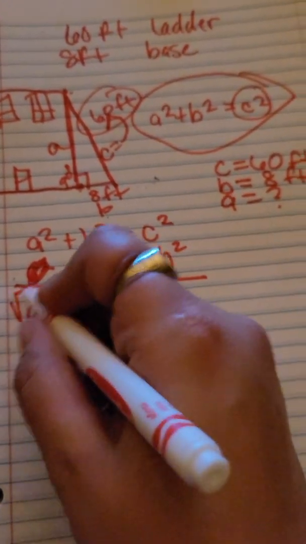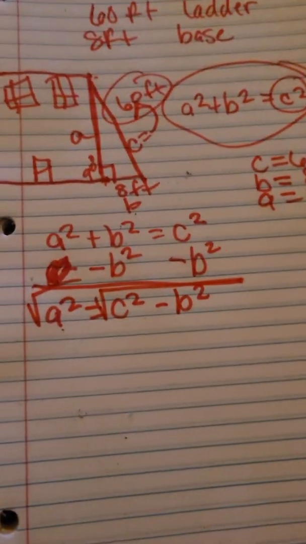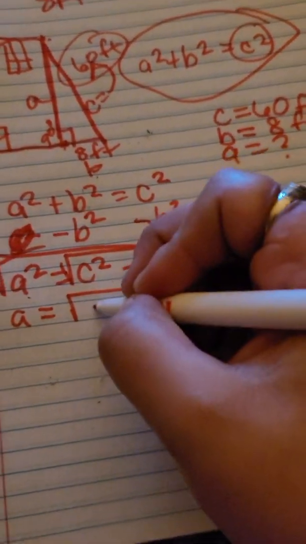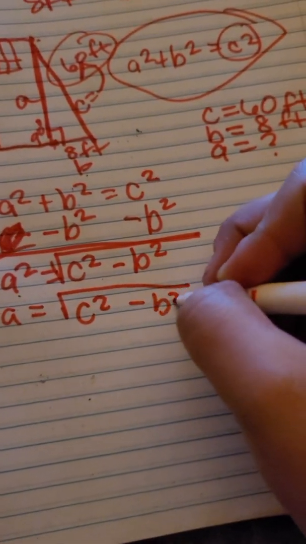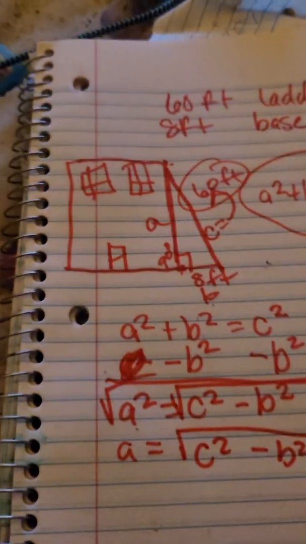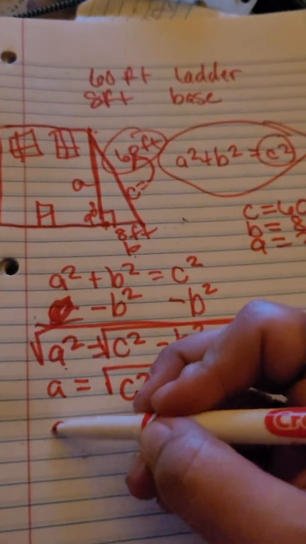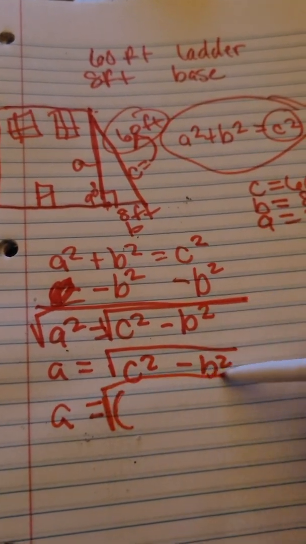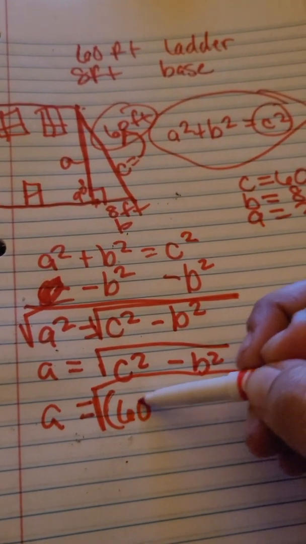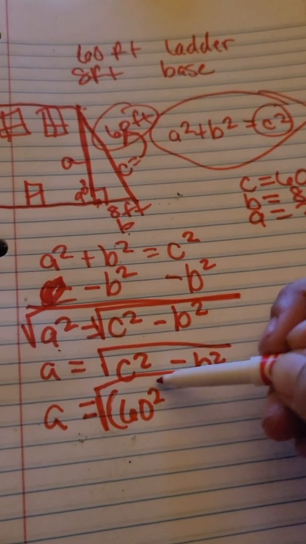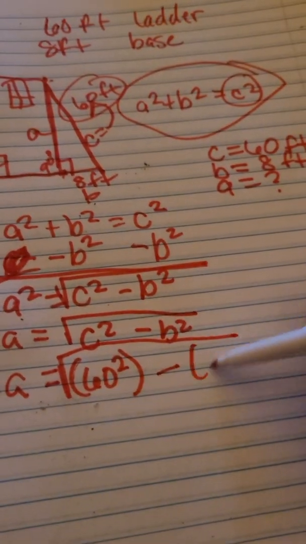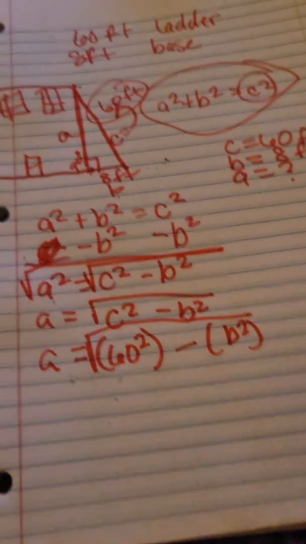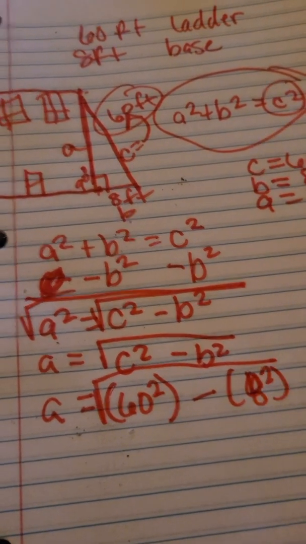So let's get rid of that squared. Throw a radical on top of both of those. So A equals the square root of C squared minus B squared. Okay, so A equals, let's put the radical up, and we're going to put a parenthesis around this because why not? C squared minus B squared. Oh, which is 8. My bad. So it's 8 squared.